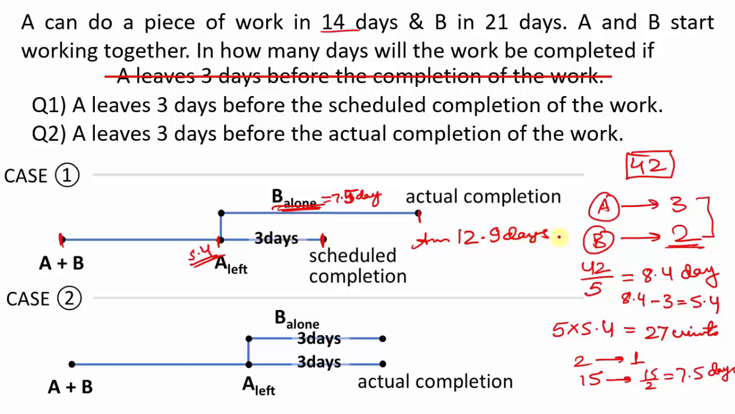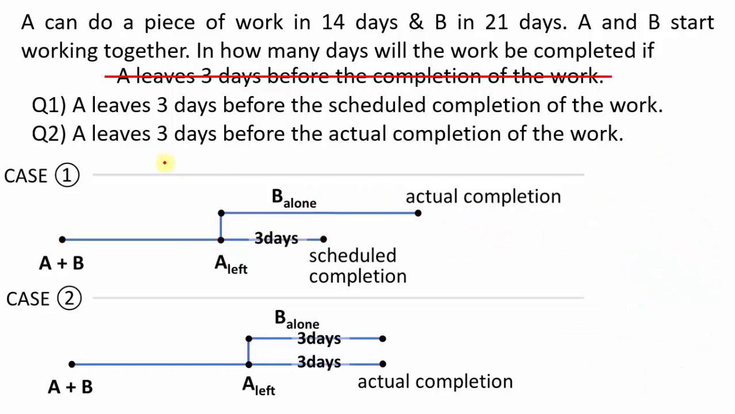Next we have case 2. A leaves 3 days before the actual completion of the work. And I am assuming total work as 42 only. The rate of A will be 3 and B will be 2. Let's say the work actually gets completed on the nth day. Work gets completed in n days. That means A left in n minus 3 days, since A left 3 days before the completion.